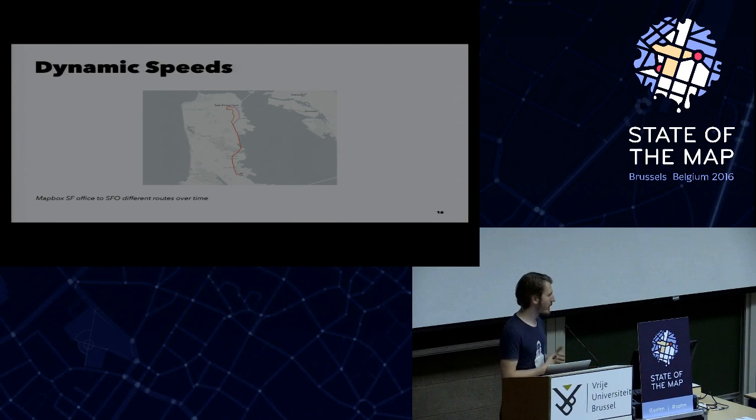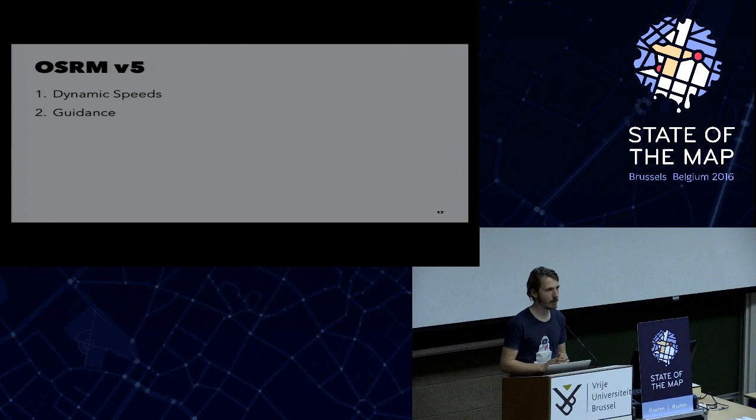The other thing is sometimes it's better to take the freeway than to go through the city. So this is modeled here. You take different routes at different parts of the time of the day. Okay, so that was speeds.